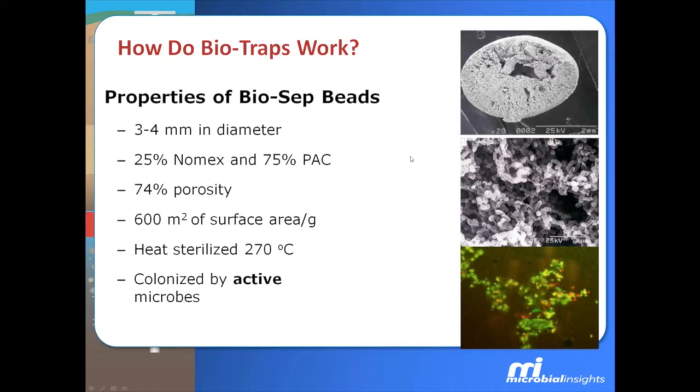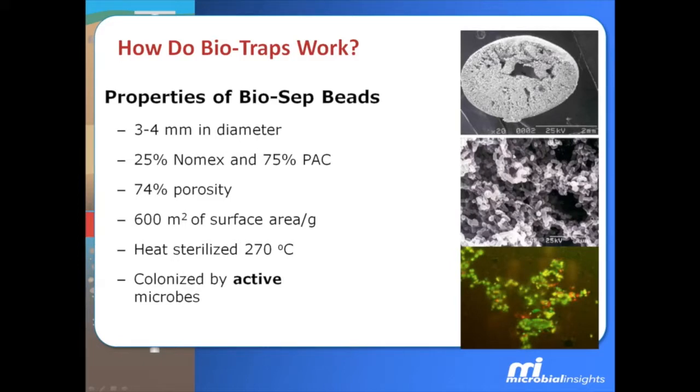Nomex, you might recognize, is the primary polymer that's used in first responder suits, so it's very thermally stable, and it's made by DuPont. So basically the Nomex provides a framework, or a network we might say, for holding particles of powdered activated carbon, and it's on these particles of powdered activated carbon where biofilms are formed. The porosity of the beads is very high. There's a lot of surface area there available for colonization.